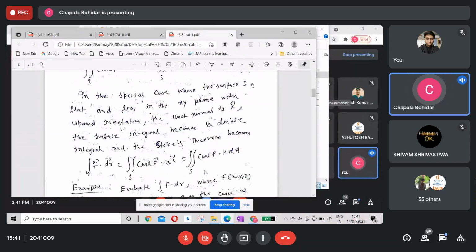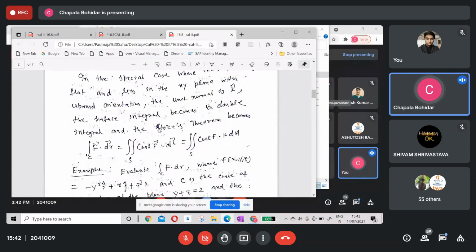In the special case where the surface S is flat and lies in the xy plane with upward orientation, the unit normal is k. The surface integral becomes a double integral and Stokes theorem becomes the integral of F dot dr equals the double integral of curl F dot k dA. The unit normal for the xy plane is k. So you have to remember all these formulas for the case of Stokes theorem.